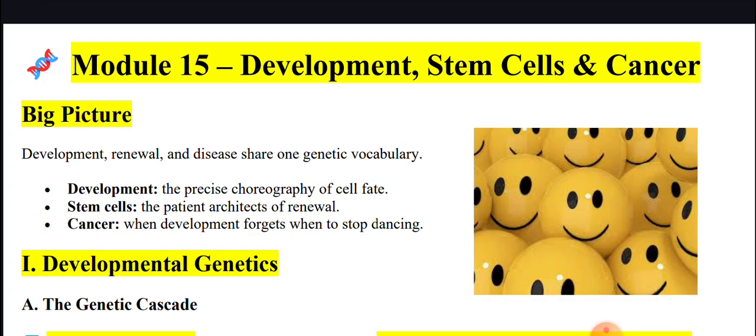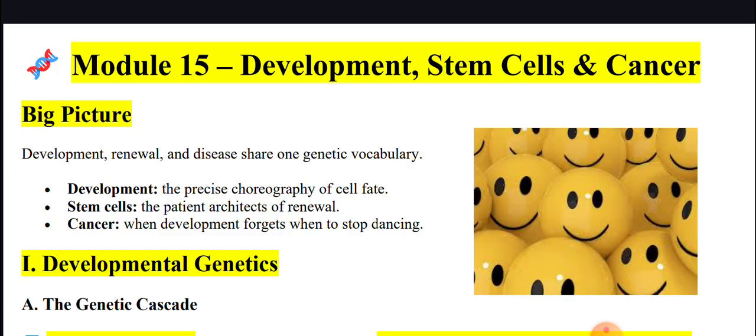First up, development. It's described as this precise choreography of cells. An incredibly complex dance. Billions, trillions of cells, all knowing exactly where they need to go, what job they need to do, and when. It's astonishing, really. Then we have stem cells.